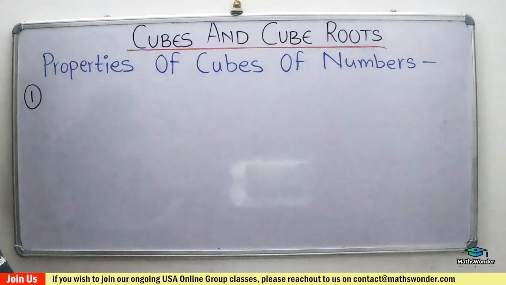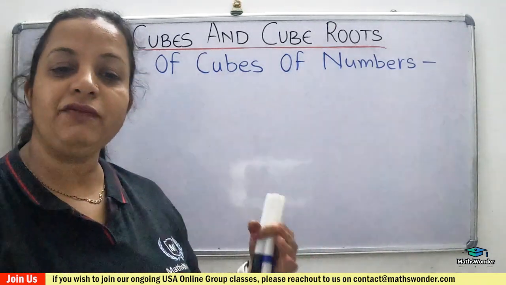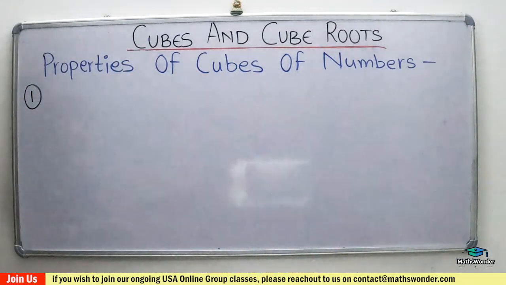Properties of cubes of numbers, right? Properties are very useful when we are finding the cubes. Cubes of all even natural numbers are even. Cubes of all odd numbers are always odd, just like a square. We learned the same property in square and square root, so cube is also the same.